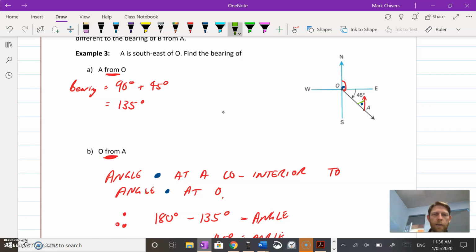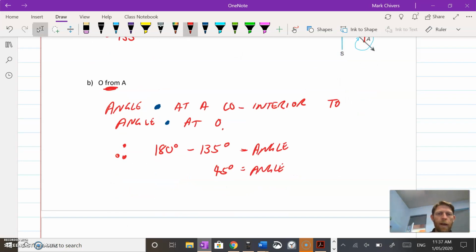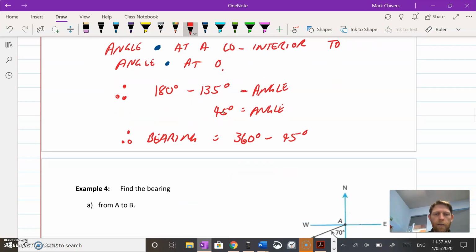But what we need is the other angle. We need the bearing all the way around to here. And so for that, our bearing equals the full 360 degree revolution minus that last 45 degrees that we don't need. So that's going to be 315 degrees.